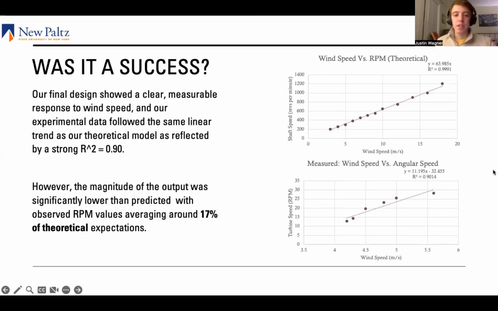Speaking of which, did it work? Yes and no. Our experimental results matched our theoretical trend with an R-squared value of 0.9, meaning we saw the expected relationship between wind speed and RPM. But the actual RPM values were only 17% of what we predicted theoretically. This highlighted real-world losses, like friction, generator drag, and less than ideal airflow. Still, we proved the concept and gained key insight into how a system like this behaves in practice.